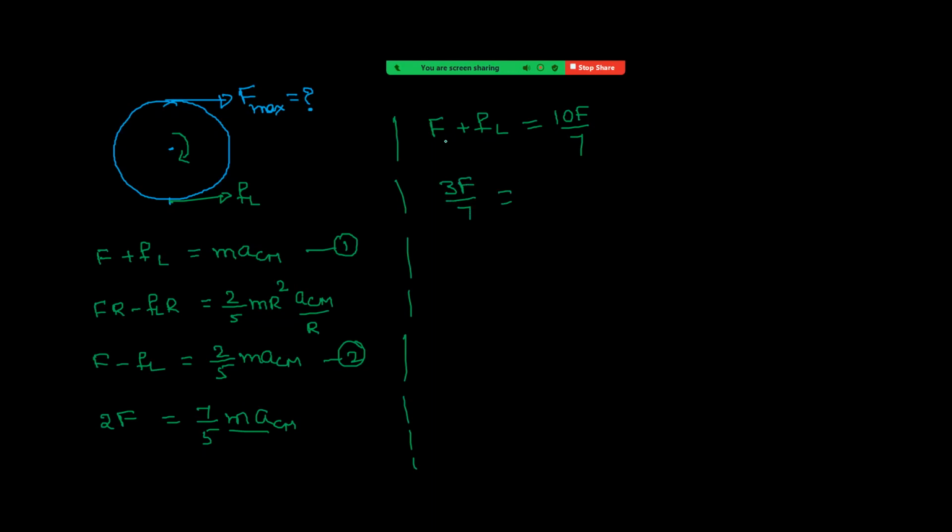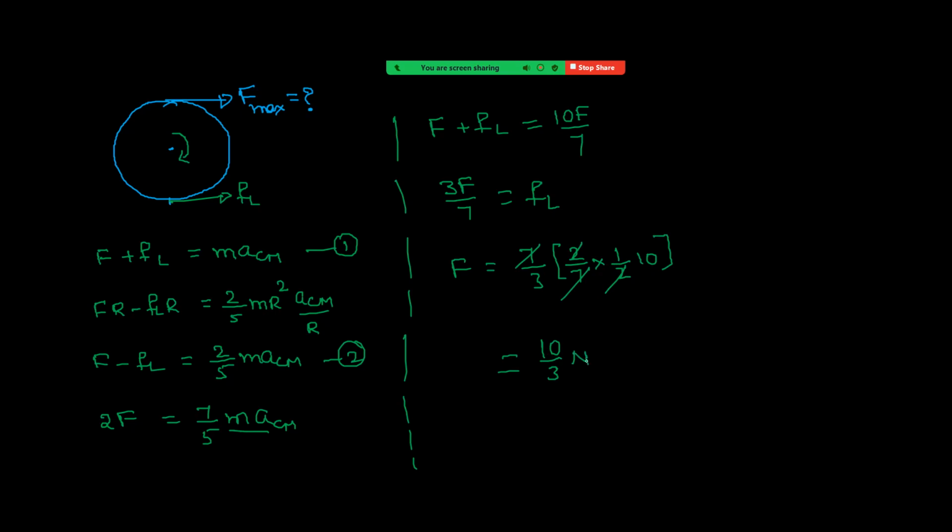10 minus 7 is 3, so 3F by 7 is equal to F limiting. So F is 7 by 3 times the limiting friction, which equals mu_S into mg. Mu_S is given as 2 by 7, M is half kg, and g is 10. 2 gets cancelled, 7 gets cancelled. It is now 10 by 3. That is the maximum force we can apply.